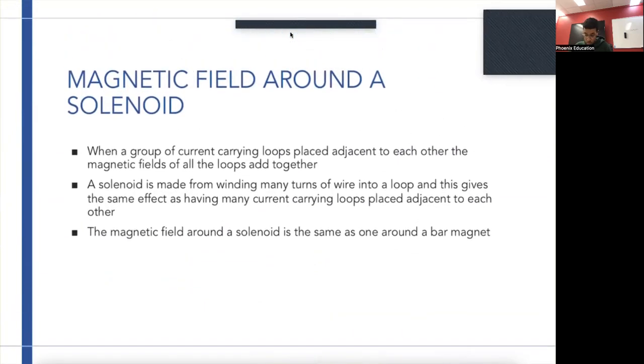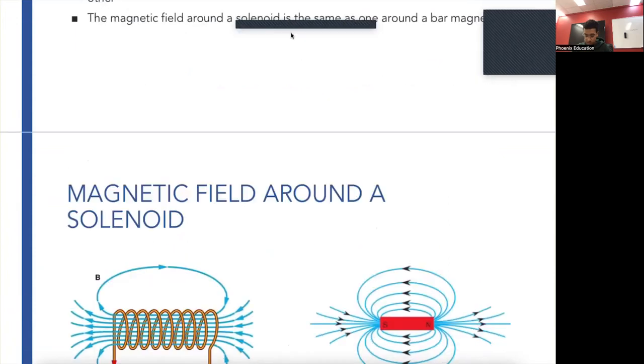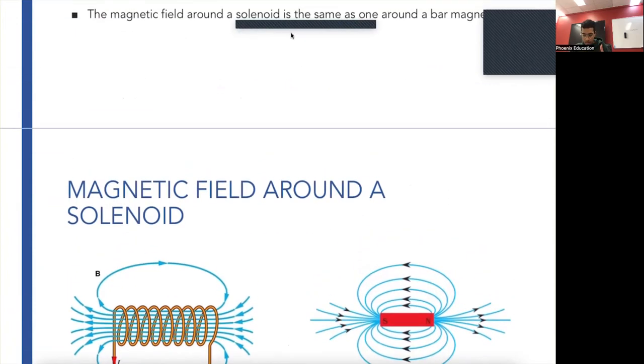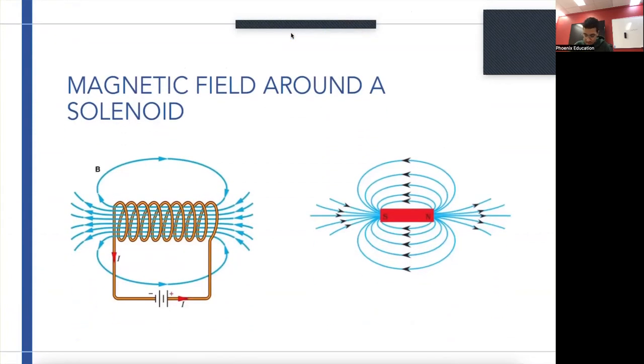And we'll go through solenoids. So, the magnetic field around a solenoid. If you have multiple wires and you form them in a shape such that it looks like this, with multiple loops, the magnetic field strength will amplify since there are more and more loops. And it will look something like this.